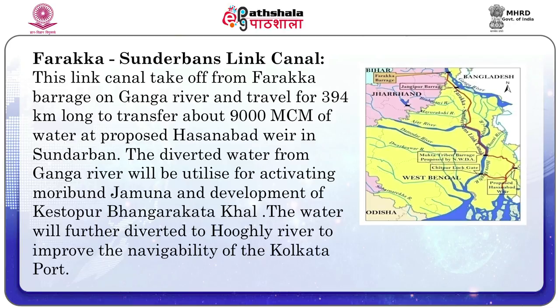Farakka Sundarbans Link Canal. Farakka Sundarbans Link Canal starts from the Farakka barrage on Ganga River and travels from about 394 kilometers long to transfer about 9,000 mcm of water at proposed Hosnabad where in Sundarbans. The diverted water from Ganga rivers will be utilized for activating Moribans, Yamuna and developments of Kastipur, Bhagrakanta Khal. The water will further divert to Hooghly rivers for improving the navigability of the Kolkata port.